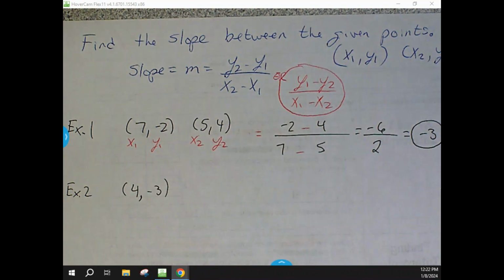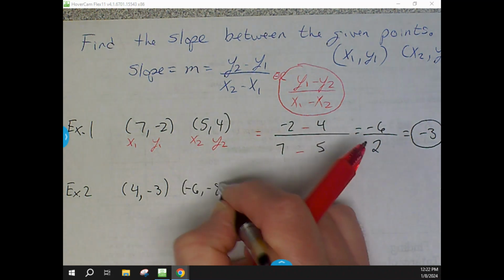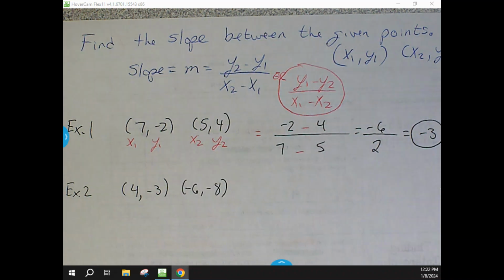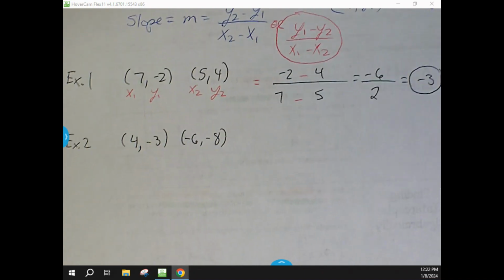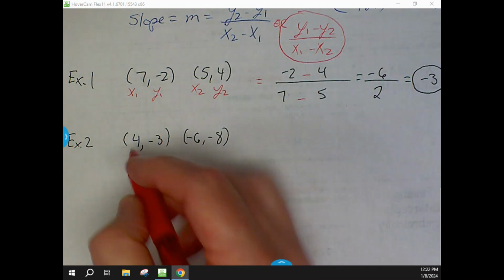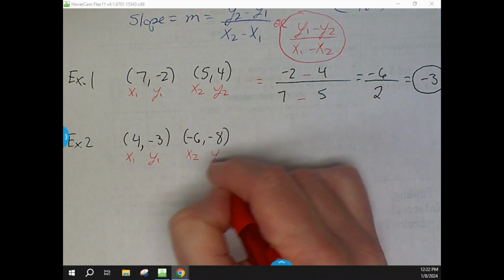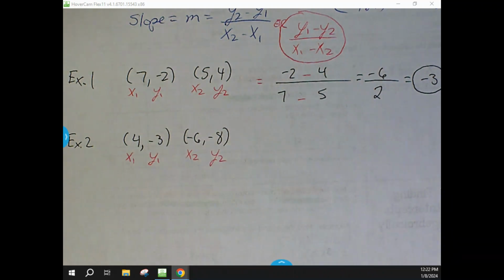Okay, so for example 2, let's throw in a few more negatives, because the extra negatives seem like they always throw everybody off just a little bit. It does complicate things just a little bit. Okay, so we've got 4, -3, -6, -8. And again, just to be on the safe side, make sure we label everything correctly. That's our first point, so that's X1, Y1. That's our second point, X2, Y2.